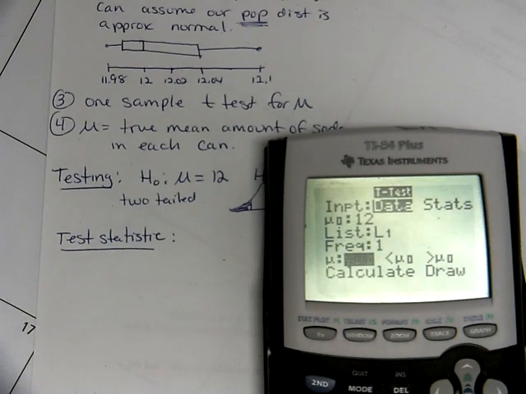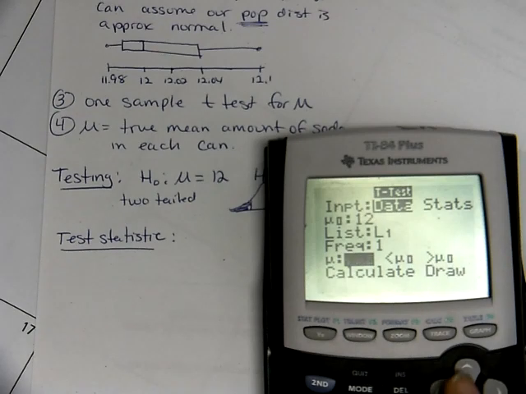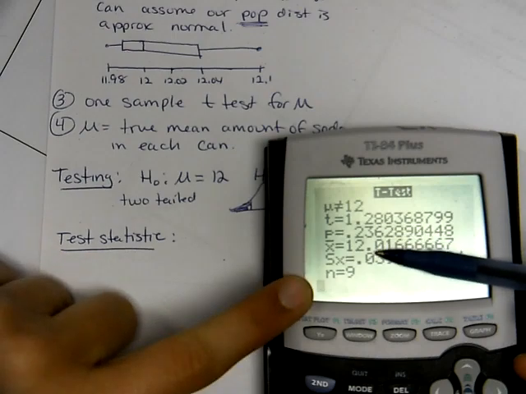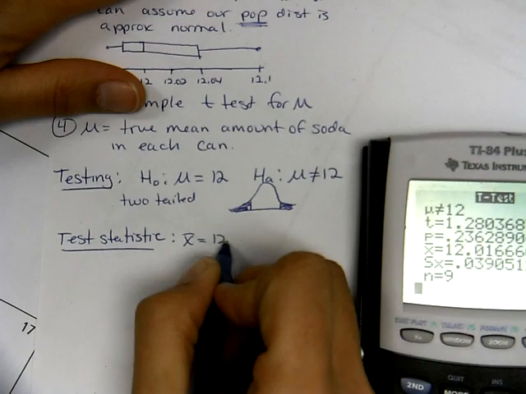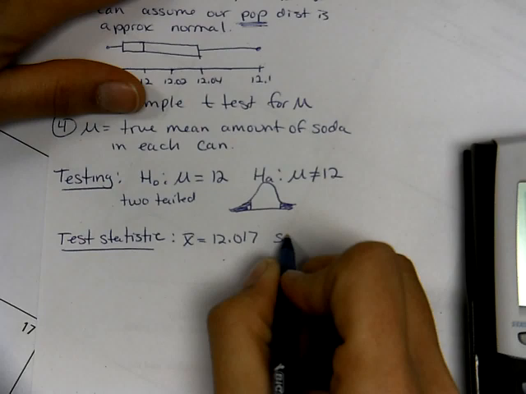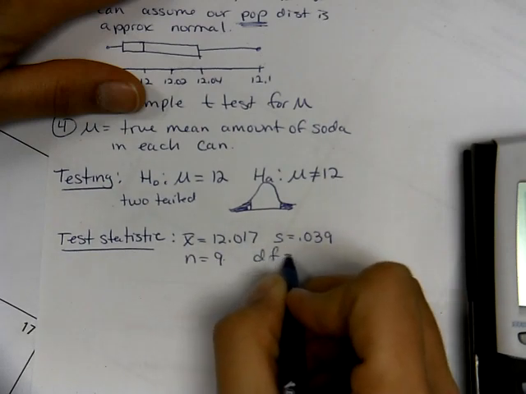In this particular case, it's better to hit calculate than it is to hit draw. Because remember, draw only gives you t and p value. We've got to know the x bar, the s, all that stuff. So for this one, you're going to want to hit calculate. So that's your t, that's your p, but then here's all my information. X bar is 12.017. S is 0.039, n is 9, degrees of freedom is 8.